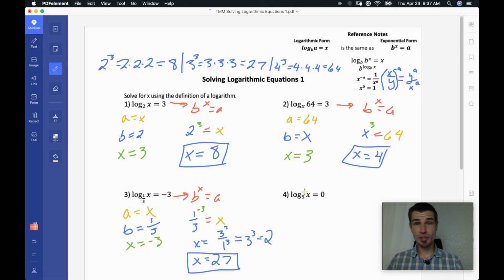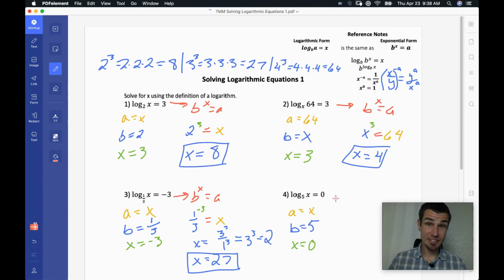So for this next one, we want to find a, b, and x. Find our a, find our b, and find our x. A is what's inside the log here. What we have in the log is x, so a is equal to x. Our b is 5 because that's the base of the logarithm. And our x is what the logarithm is equal to, which in this case is 0.